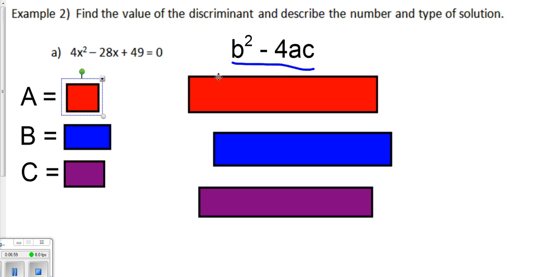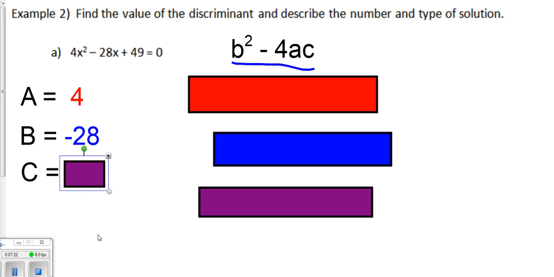So we have to ask ourselves, what is a? That's this first coefficient. It's not 4x squared, it's just 4, just the number that's out front. What is b? Again, it's the coefficient, the one that is in front of x. Technically, because this is minus, not plus, we would say that it is negative 28. And the last one, the c value, is our constant in the end. It is 49. a is 4, b is negative 28, c is 49.